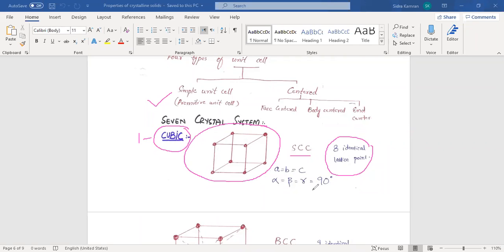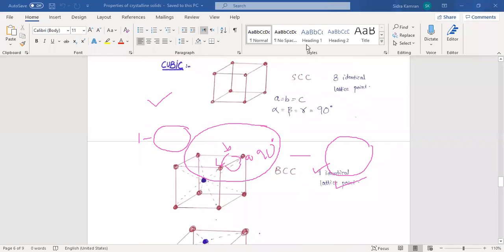In the cubic system, all the edge lengths are equal and all the angles are equal to 90 degrees. These are all alpha, beta, and gamma. Here you can see gamma, here alpha, and here beta. All these angles are equal to 90 degrees. And A, B, and C, these edge lengths are equal in cubic system. And the first one is simple centered cube. Next we have a body centered cube.